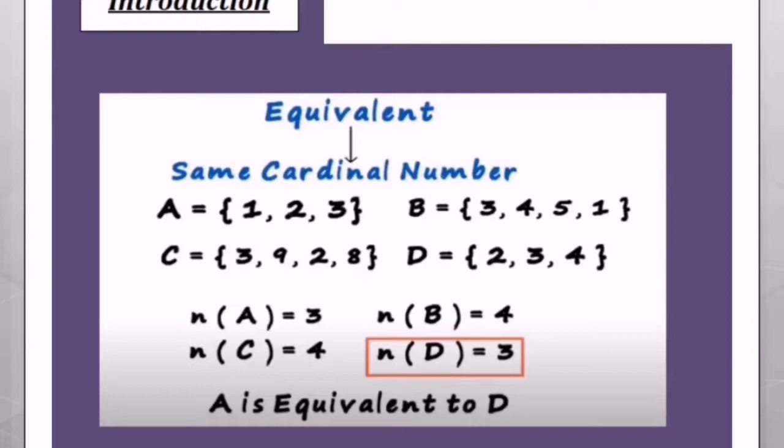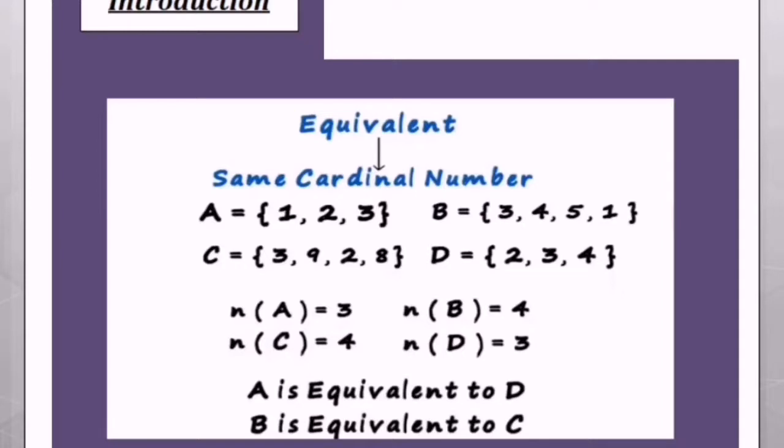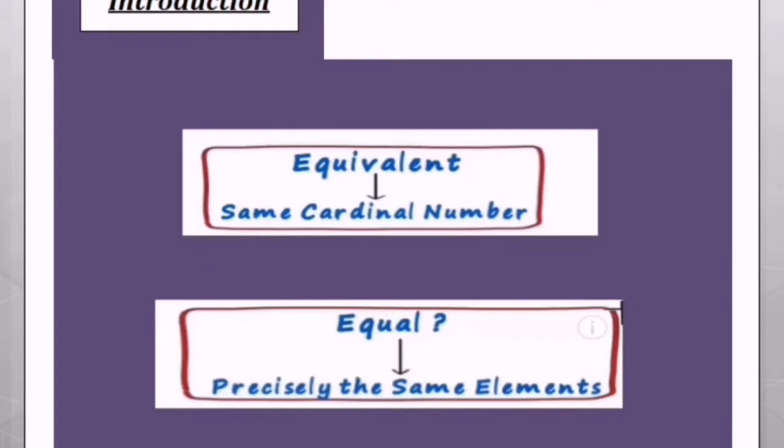That brings us to the question, when are they equal? Remember, two sets are equivalent if they have the same cardinal number, and two sets are equal if they have the same cardinal number and the same elements. Also remember, two sets that are equal will always be equivalent, and two sets that are equivalent may or may not be equal.